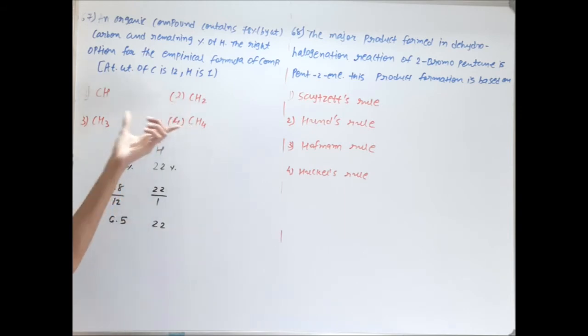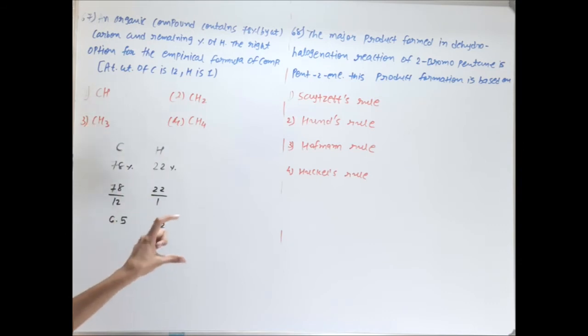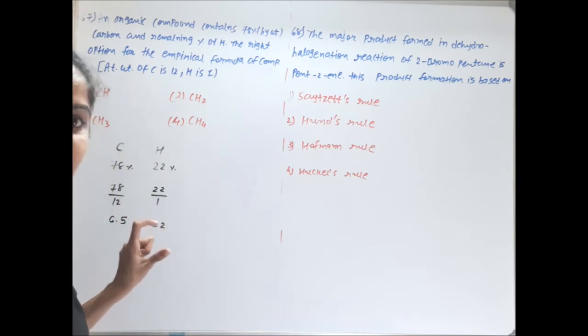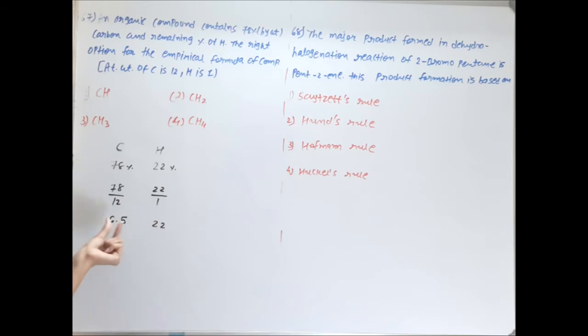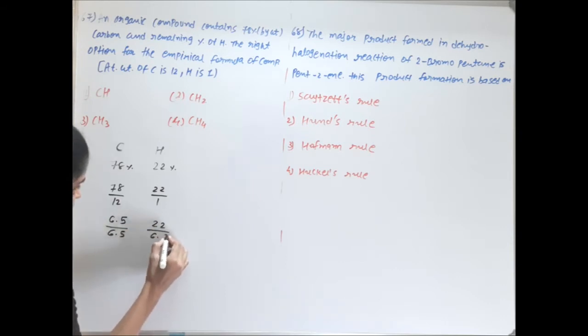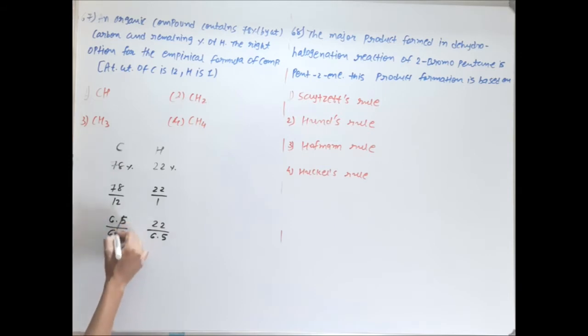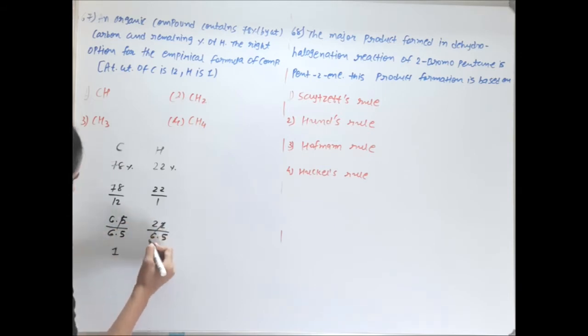This is not present in the formula, so it is converted into an integer number. How to convert it to an integer number? Divide by the smallest value. The smallest value is 6.5, and we divide by 6.5. This gives 1, and 22 divided by 6.5 is about 3. So this is the 1:3 ratio, and its empirical formula is CH3. So the right option is CH3.